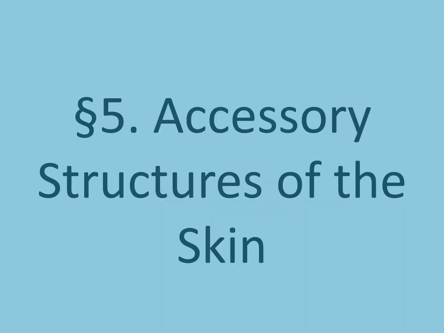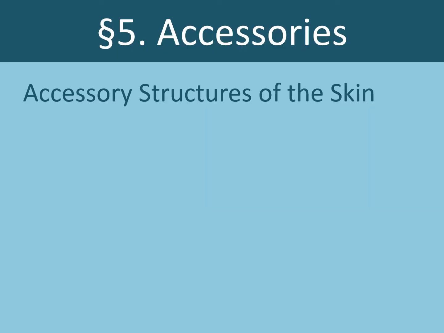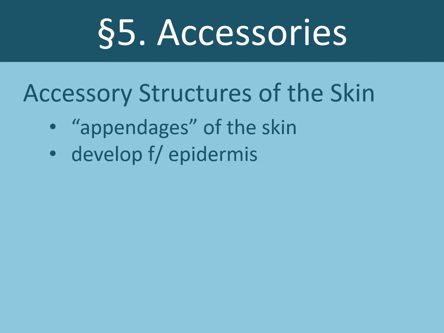Section 5. Accessory structures of the skin. So far we've discussed the layers of human skin, the epidermis, dermis, and hypodermis, but there are also additional little organs or accessory structures found in our integumentary system. These are sometimes known as the appendages of the skin. These structures develop from the epidermis, usually from the stratum basale, and include glands, hair, and our nails.